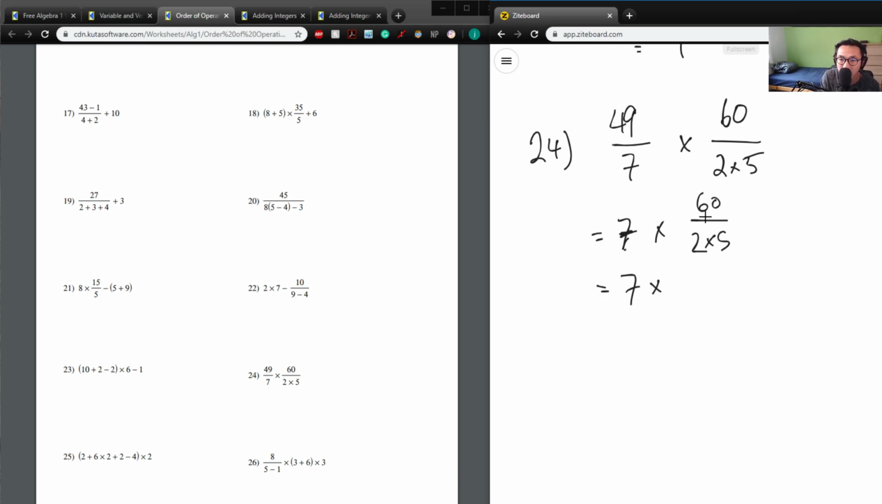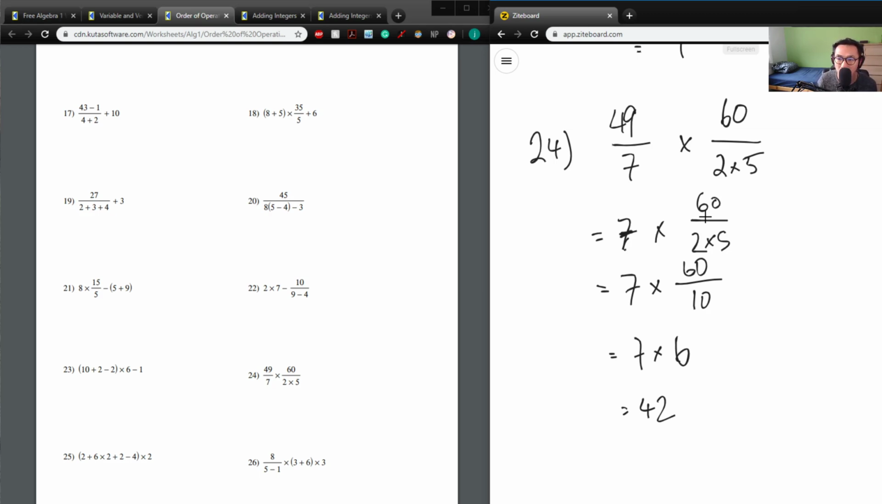Now, I can't do 7 times 60 divided by 2 times 5. I can't work from left to right anymore, so I can't do anything with this left-hand side. I can't do anything with the 60, but I can simplify 2 times 5, right? We know 2 times 5 here is 10. So I can do 60 over 10, right? And now, we can't do anything with the 7 here, so we have to work from left to right. So we have to do 60 divided by 10 first. So 60 divided by 10 here is simply just 6. And then 7 times 6 here is 42. And that's going to be our answer for 24.